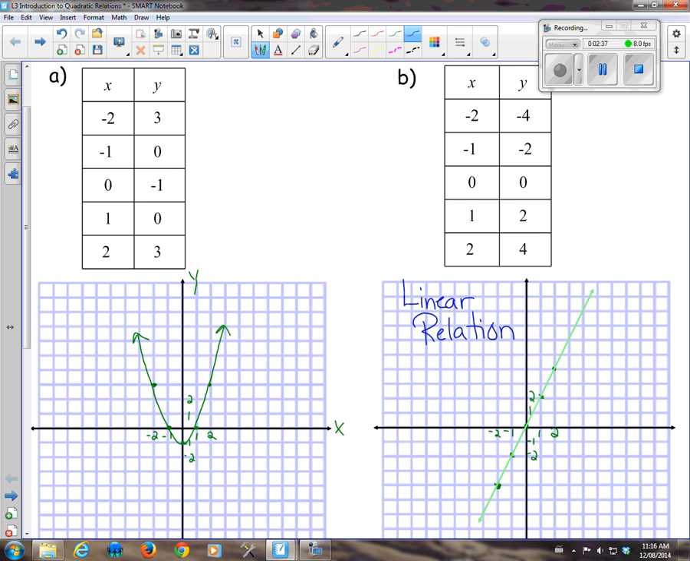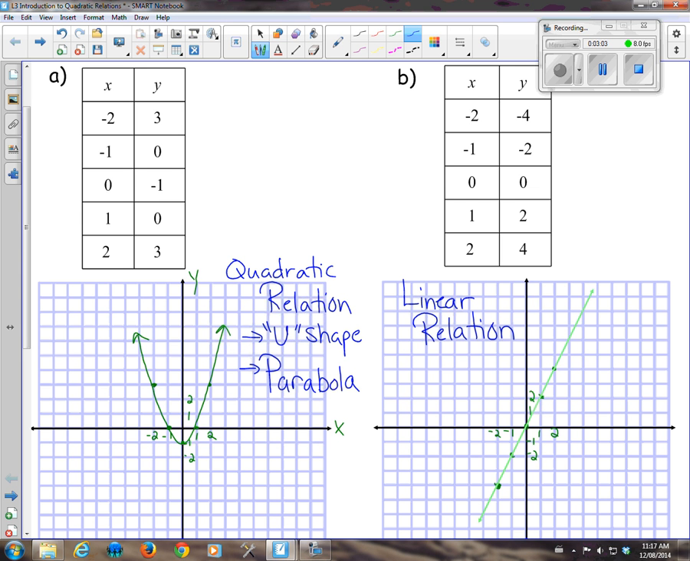It makes this kind of U shape. That kind of U shape comes from a quadratic relation. A quadratic relation has that U shape, and that U shape is called a parabola. And yes, you will need to know that word. And yes, you will need to know quadratic relations.